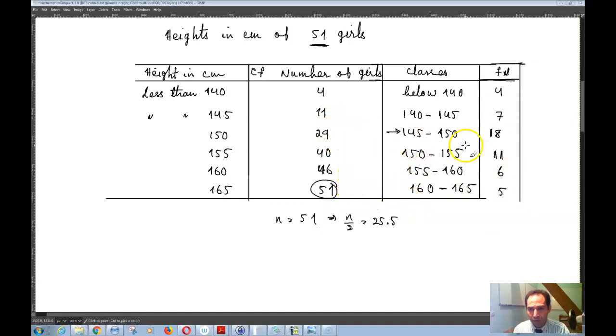Now, once you get your numbers in this manner, what you need to do is that n divided by 2 is equal to 25.5, and so in order to find your median class, you need to go for the cumulative frequency which is greater than 25.5, which basically is not 11, so it's 29. So this class becomes your median class. This class over here becomes your median class.